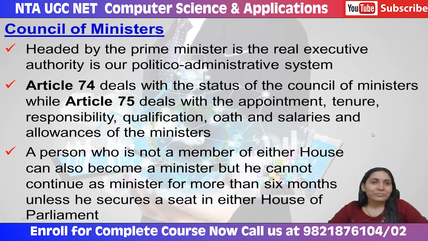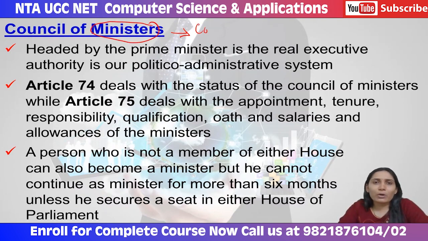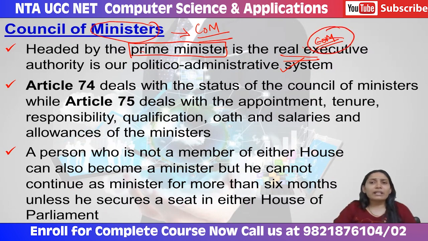Okay. Now, we will also discuss the Council of Ministers. This is the last component of our Union Executive. The Council of Ministers means the council of all the ministers that we have. The COM, or Council of Ministers, is headed by the Prime Minister. Headed by the Prime Minister, the COM is the real executive authority in the politico-administrative system of our country.